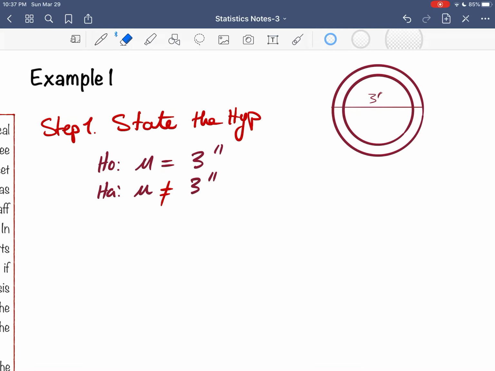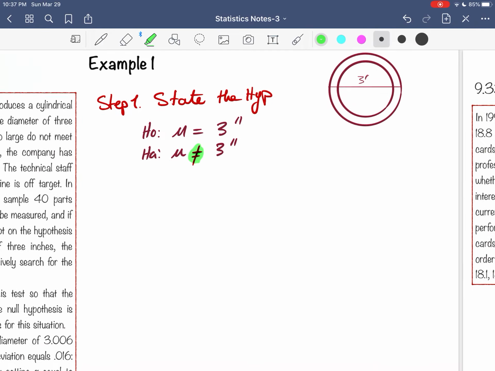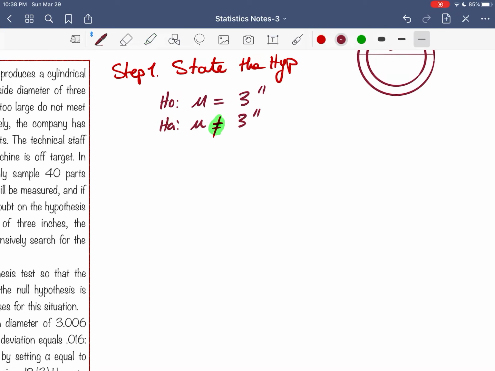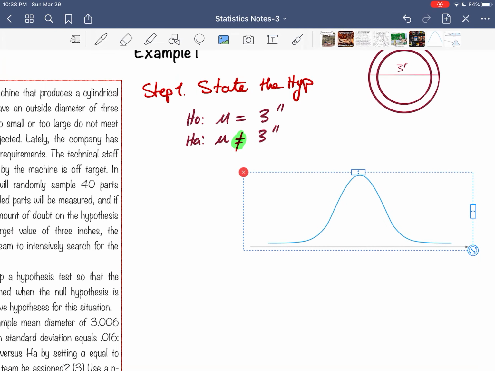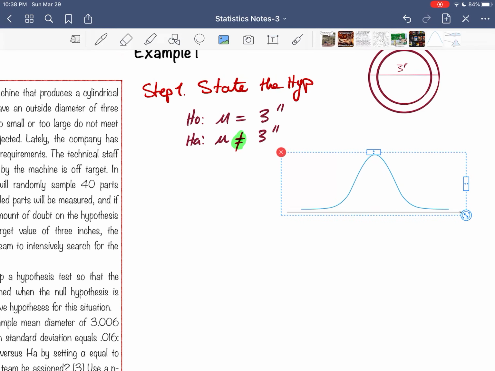Again, the main issue here is for us to determine the sign of the alternative hypothesis, and this will allow us to choose what type of test we're going to run. Just going to highlight it here. So, state the hypothesis, step 1. Why don't we go ahead and draw something as well so that we can see visually what it's going to look like. So here's my distribution.